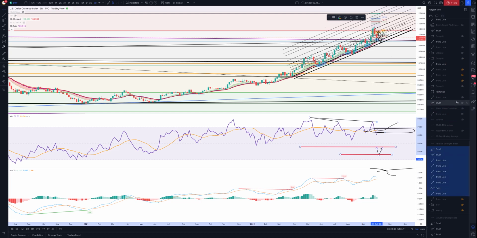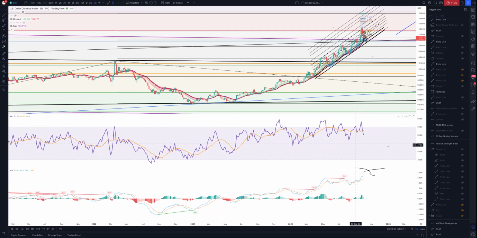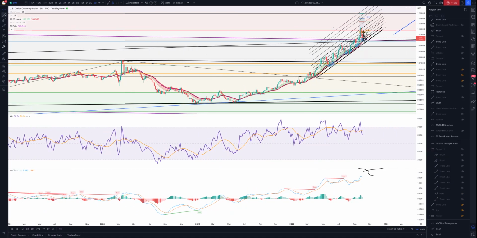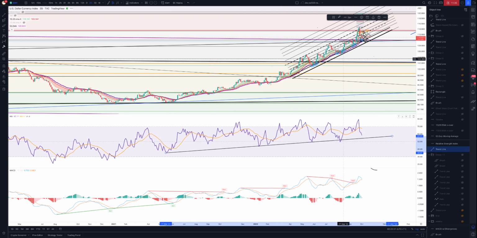Okay, so from that perspective, on the 3-day, let's just go 2-day. Also, what the RSI does. Yeah, very much aligned with the trend there. So there's not much there to give us any further commentary.